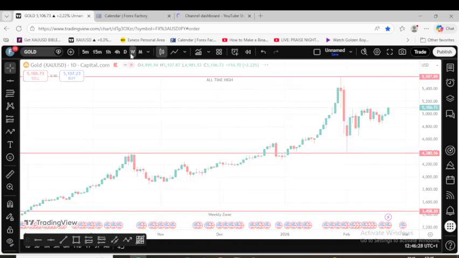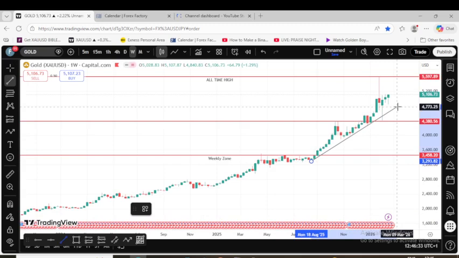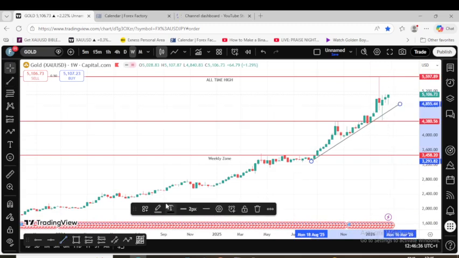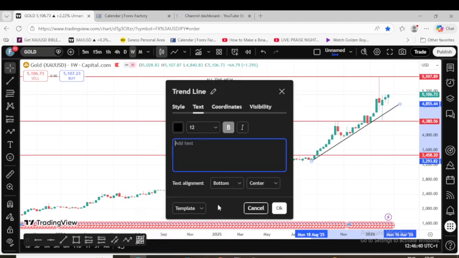Okay, but before we go to the daily time frame, although it's not a very clean trend line, I believe we can draw a trend line like this. Let's change the color. Let's make it black. This will now be our weekly trend line.